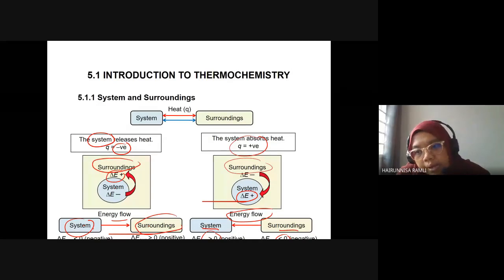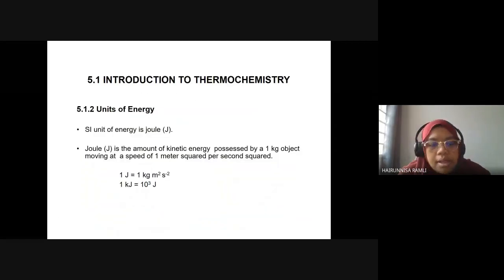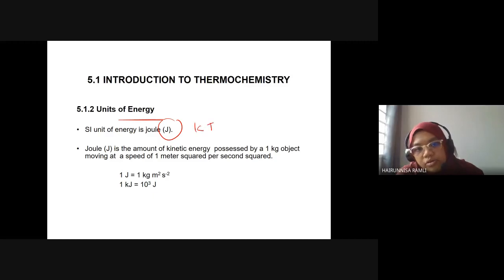Okay, so the units of energy, basically the SI unit is joule, ataupun joule tu sebab value dia sangat besar, normally kita akan convert jadi kilojoule lah.